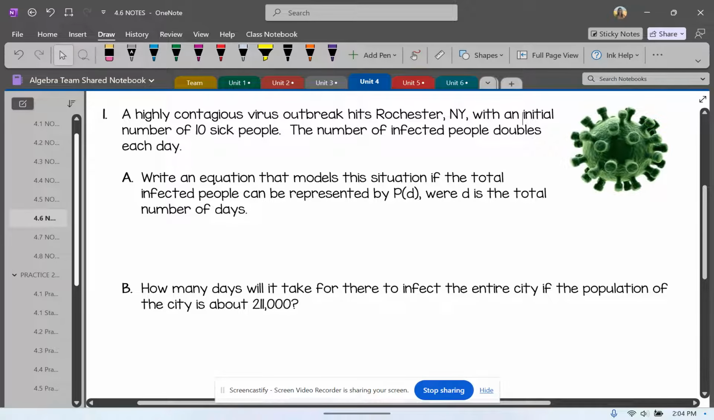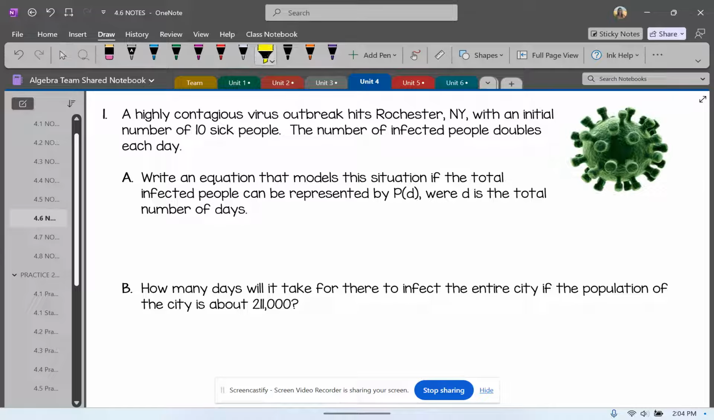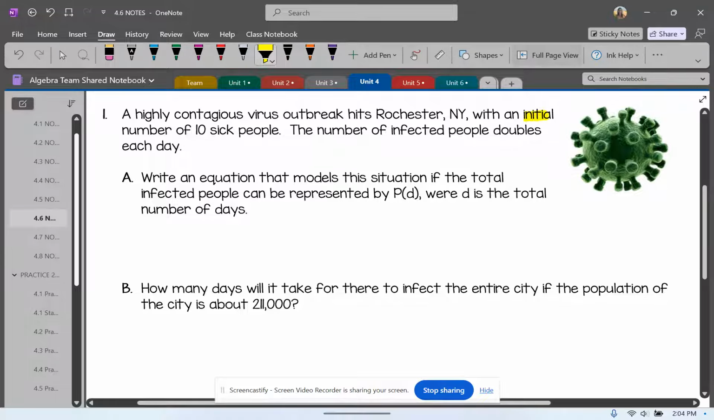Number 1 says a highly contagious virus outbreak hits Rochester with an initial number of 10 sick people. I like how it says initial, and I'm going to highlight all that stuff. It says the number of infected people doubles each day. So if you're thinking what I'm thinking, doubling means multiply by 2. Yes, this is exponential growth.